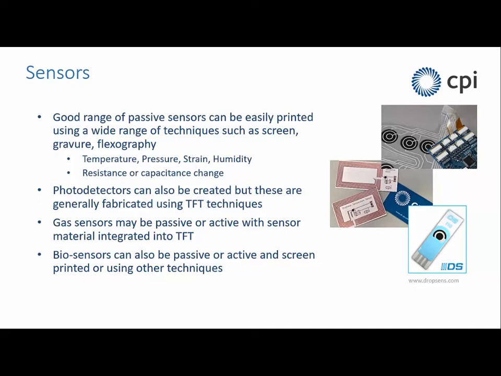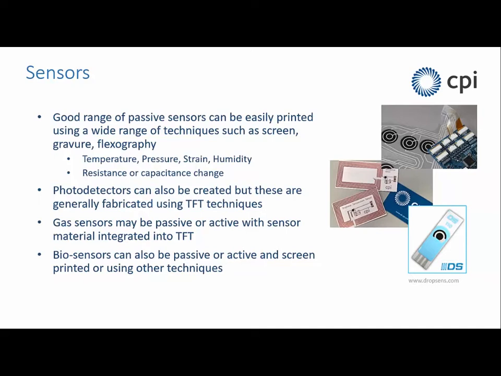Probably the bottom right is the most ubiquitous form of sensor. That's a glucose sensor that's been printed for many years. It is the base load, if you like, for electronic sensor printing, and is produced by the billion each year. So there's a very common use of printed electronics there.